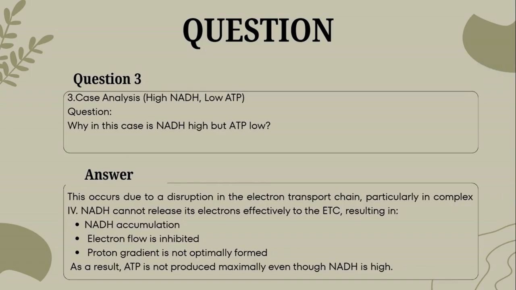The next question about case analysis, high NADH and low ATP. Why in this case is NADH high but ATP low? This occurs due to the disruption in the electron transport chain, particularly in complex 4. NADH cannot release its electrons effectively to the ETC, resulting in NADH accumulation, electron flow inhibited, and proton gradient not optimally formed. As a result, ATP is not produced maximally even though NADH is high.